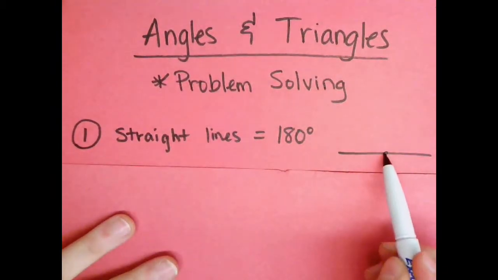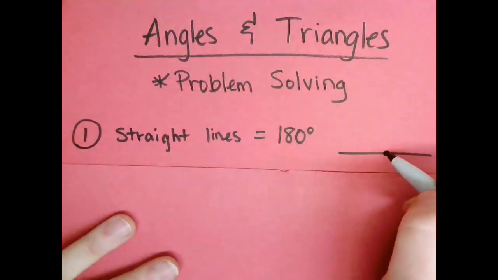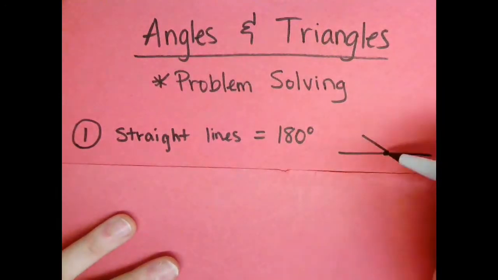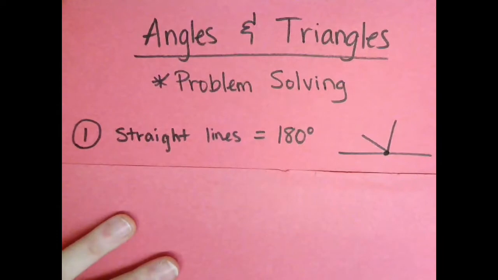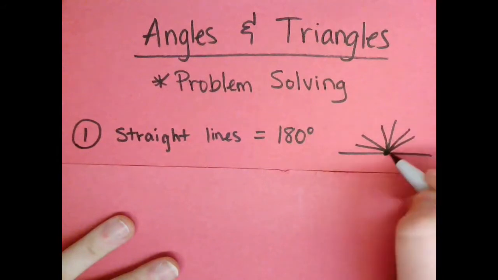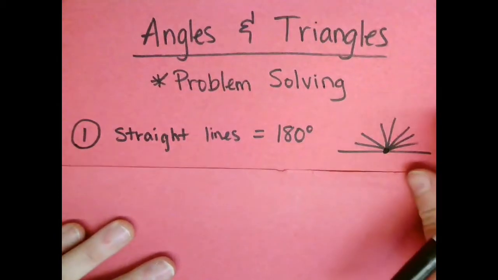If we were to measure this right now as an angle, it would measure 180 degrees, which means that if it's made out of 2 angles, those 2 angles added together will be equal to 180 degrees. If it's made out of 3 angles, those 3 angles added together will be equal to 180 degrees. It does not matter how many angles are on this straight line. Whenever I add them all together, it will always equal 180 degrees.